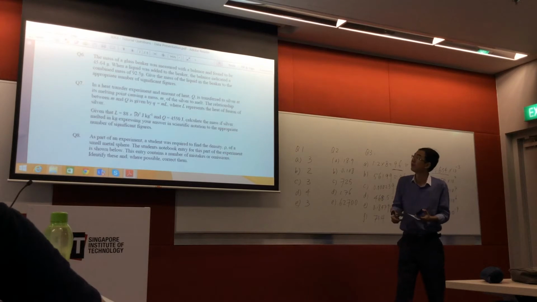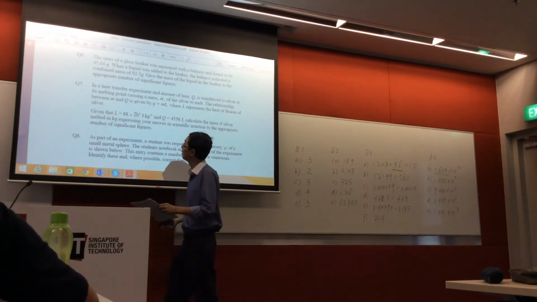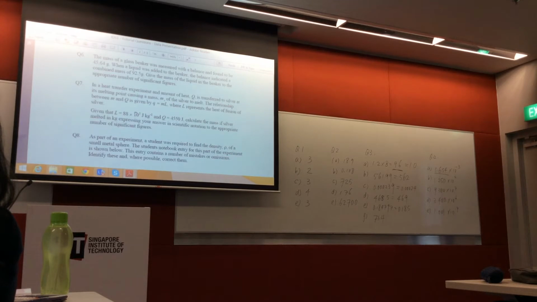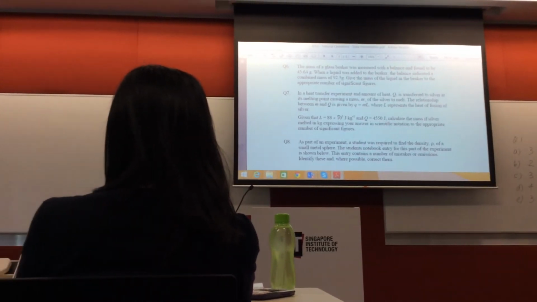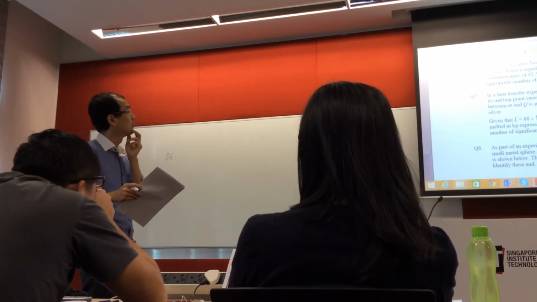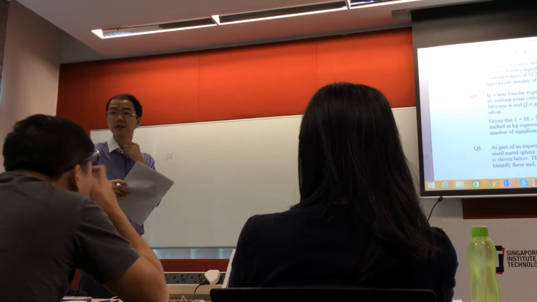Okay. So question 6, you need to read the question. The important part is you need to understand what the question asks you. So first the mass of the glass beaker was measured. So the mass is 45.64 grams. So when a liquid was added to the beaker, now the mass is 92.5. Right? So give the mass of the liquid in the beaker to the appropriate number of significant figures.